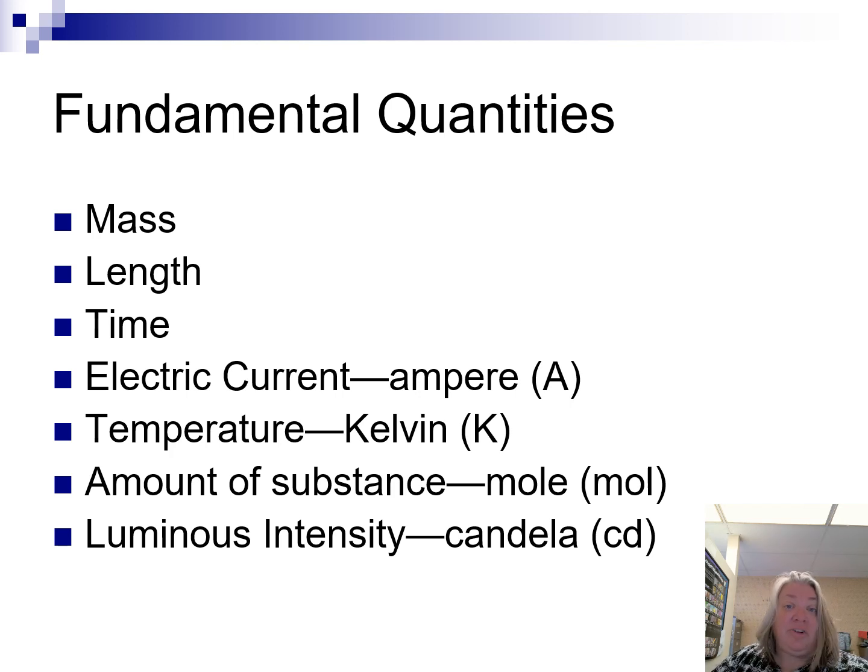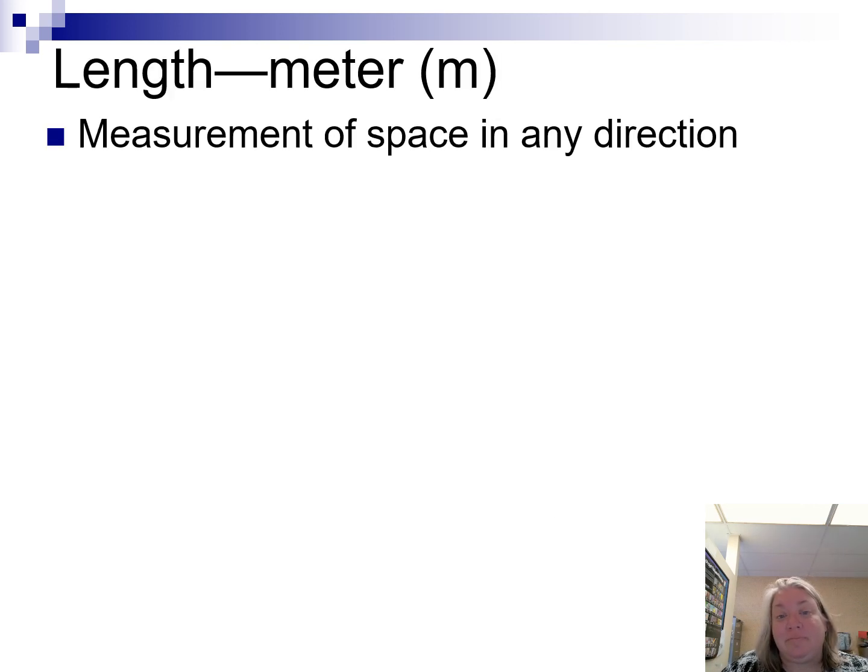Electric current is measured in amps. Temperature is measured in Kelvin. So that one, Kelvin, is actually the absolute zero scale where you have no negative numbers, which is very, very convenient. The amount of substance is a mole. We'll talk about that a lot in chemistry. And luminous intensity is based on a candela.